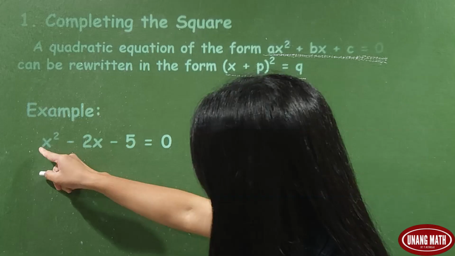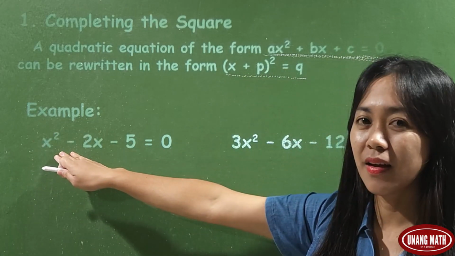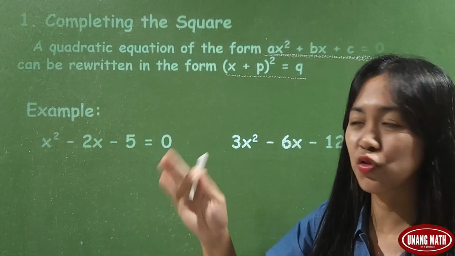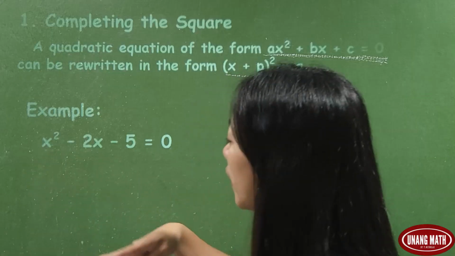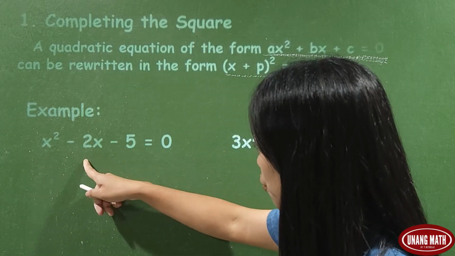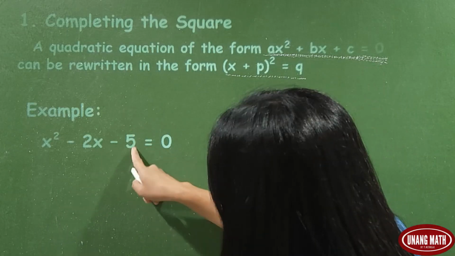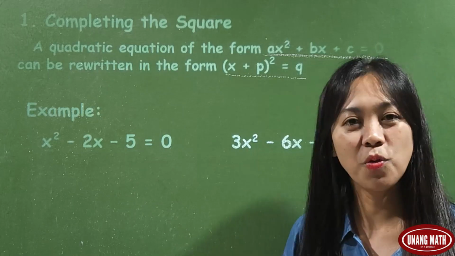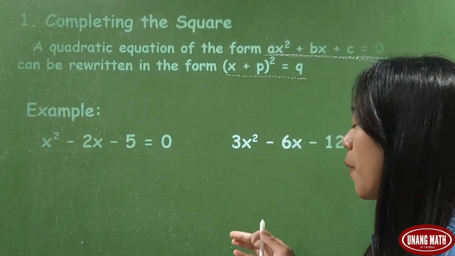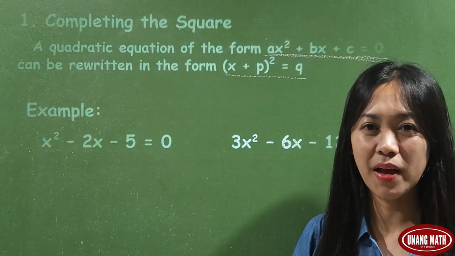Okay, in here, this expression on the left side is not a perfect square. Look at the coefficient of x squared, it's 1. So negative 2 divided by 2 is negative 1. And negative 1 squared is positive 1. But this is negative 5. So it means this is not a perfect square trinomial. So how are we going to turn this into a perfect square trinomial?